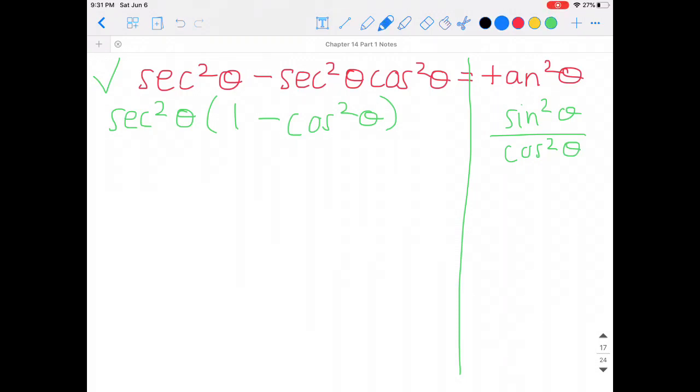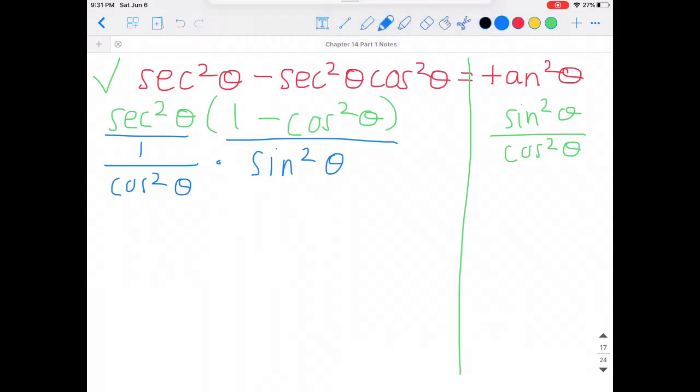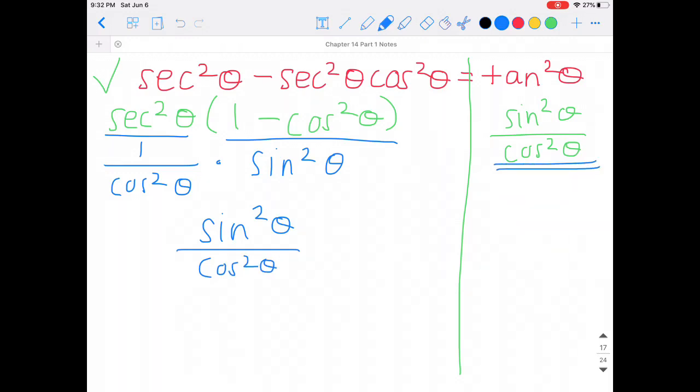Now notice in our parentheses we have 1 minus cosine squared of theta, which is a Pythagorean identity, which simplifies to sine squared of theta. So we have sine squared of theta. Secant squared of theta simplifies to 1 over cosine squared of theta. So we have 1 over cosine squared of theta times sine squared of theta, which simplifies to sine squared of theta over cosine squared of theta. That matches up exactly with our goal. So the last step, we can rewrite this as tangent squared theta is equal to tan squared theta.